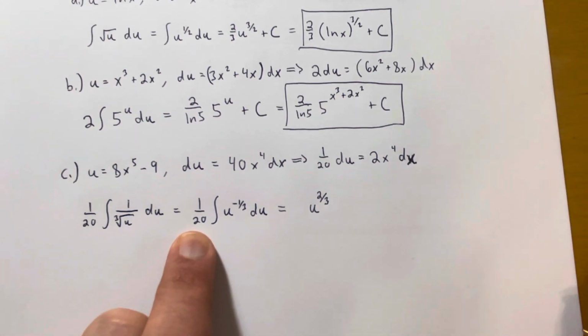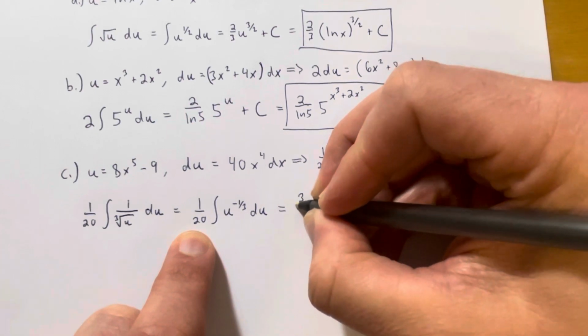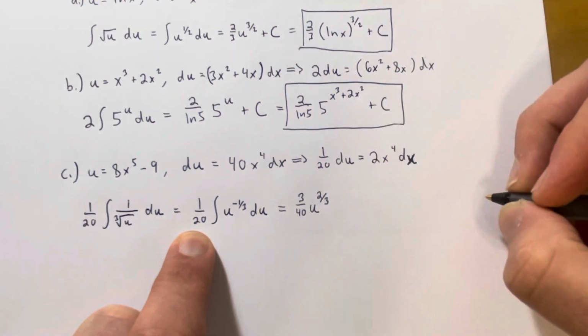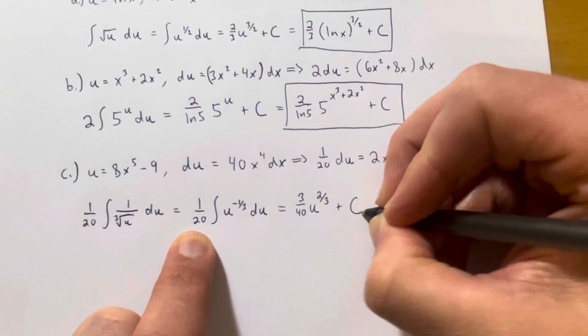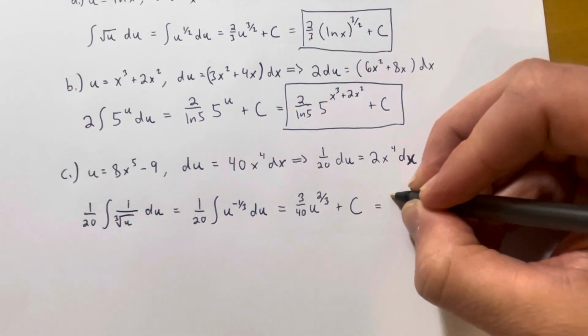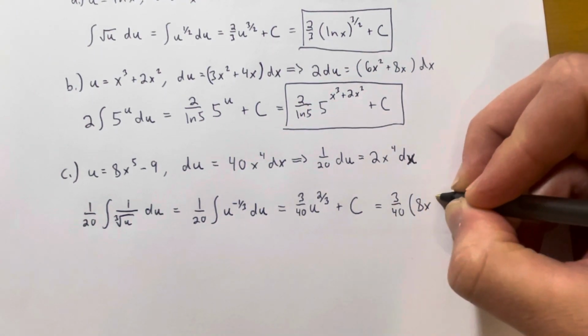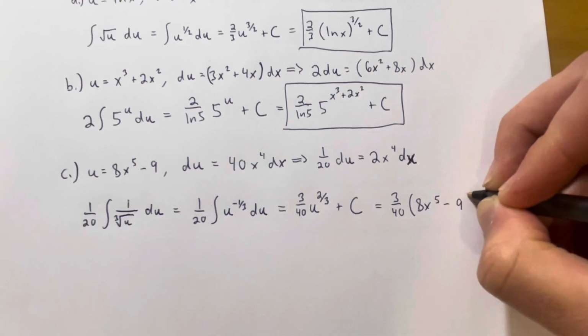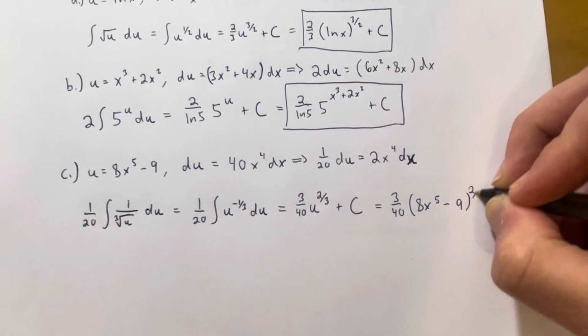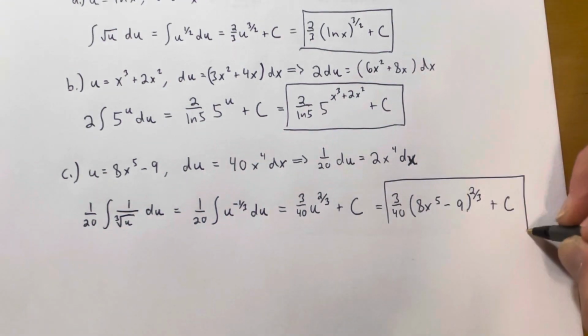There's already a 1/20th out there. So 1/20th times 3/2 would be 3/40 plus c. Okay? And then last step, replace u with your function of x. So 3/40 times 8x to the 5th minus 9 to the 2/3 power plus c. That is my final answer.